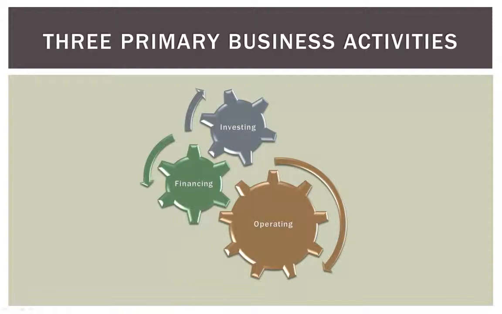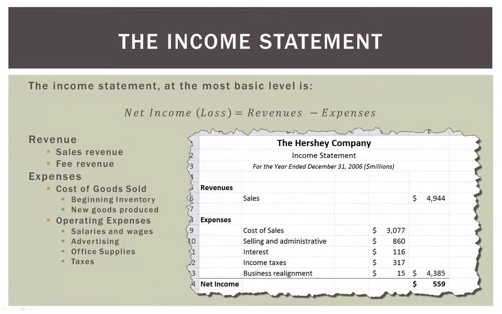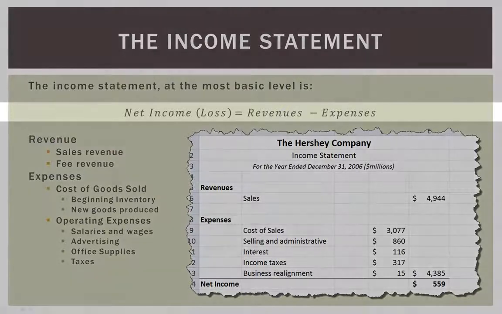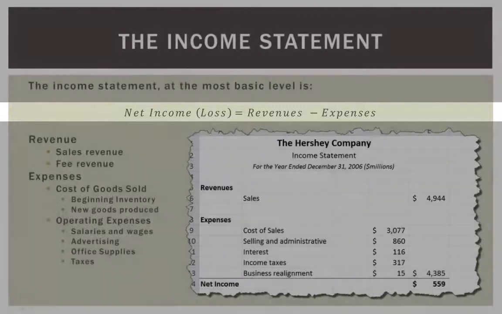Now, the operating activity, the financing activity, and the investing activities all create large sums of financial data. And today we're going to look at one of the reports that helps summarize that data, and that is the income statement. So what is the income statement? At its most basic level, the income statement is our net income, which equates to our revenues minus our expenses.